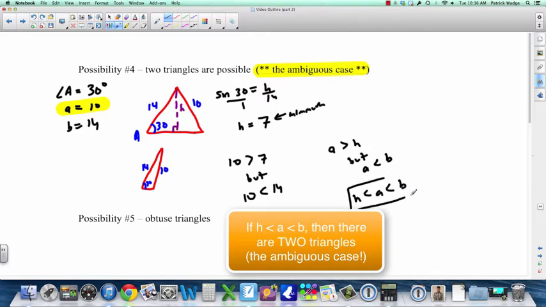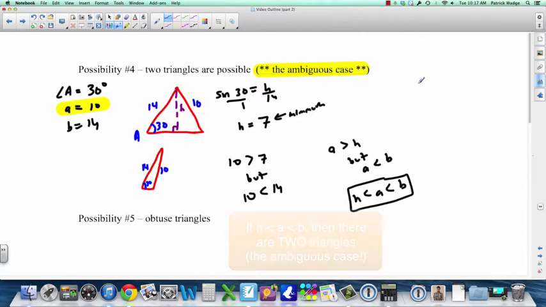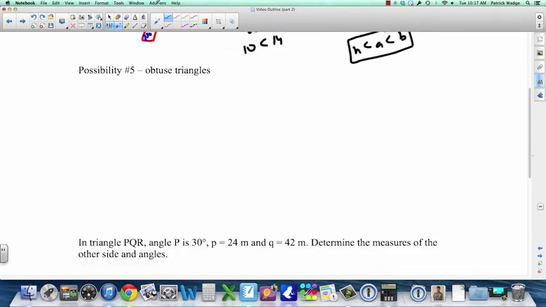If you have that situation where the minimum is less than what you've got, but what you've got is less than side B, then you're going to have two triangles. Okay? Alright, that's the ambiguous case. And if you were solving this, like we're going to do down here, you'd have to solve both of these triangles. What a drag. Okay, the last type we have to look at, which is actually two different possibilities, really. There's a 5 and 6 here, is obtuse triangles.